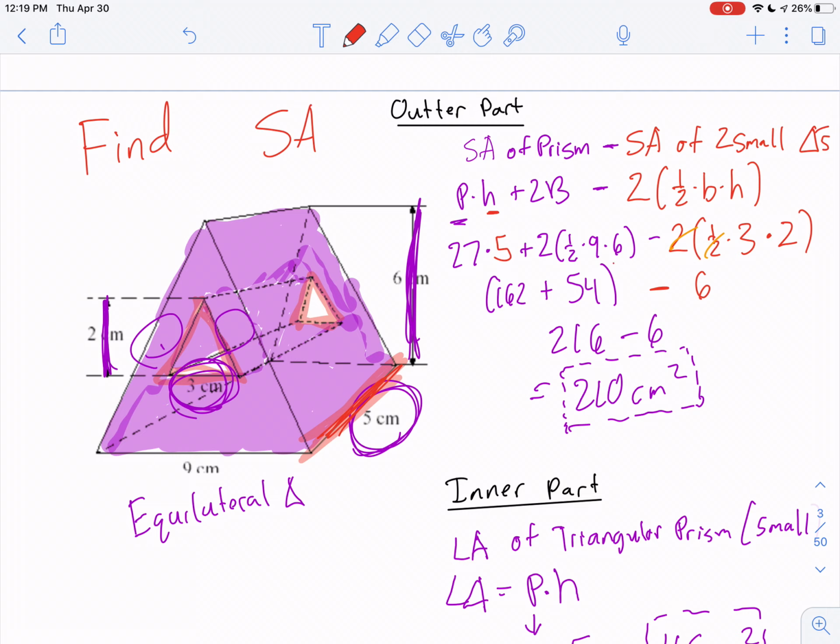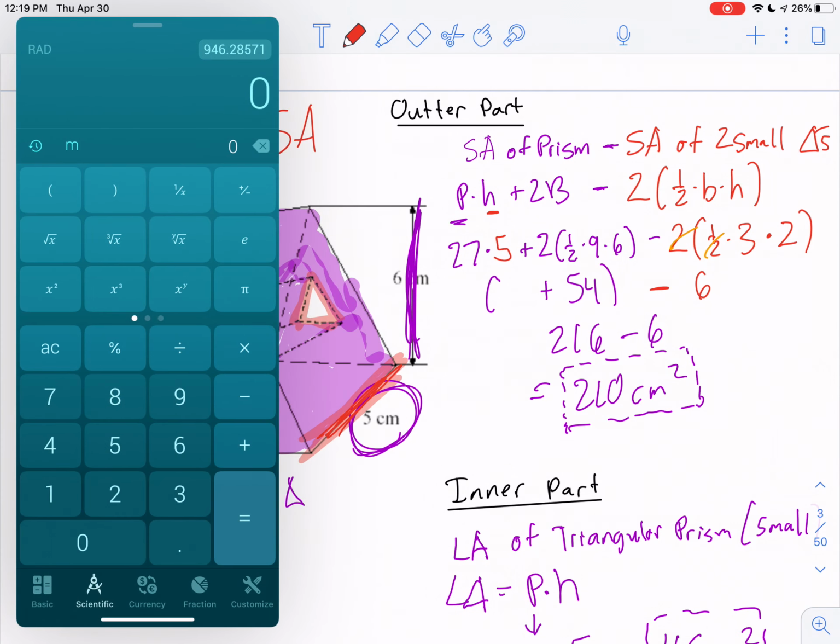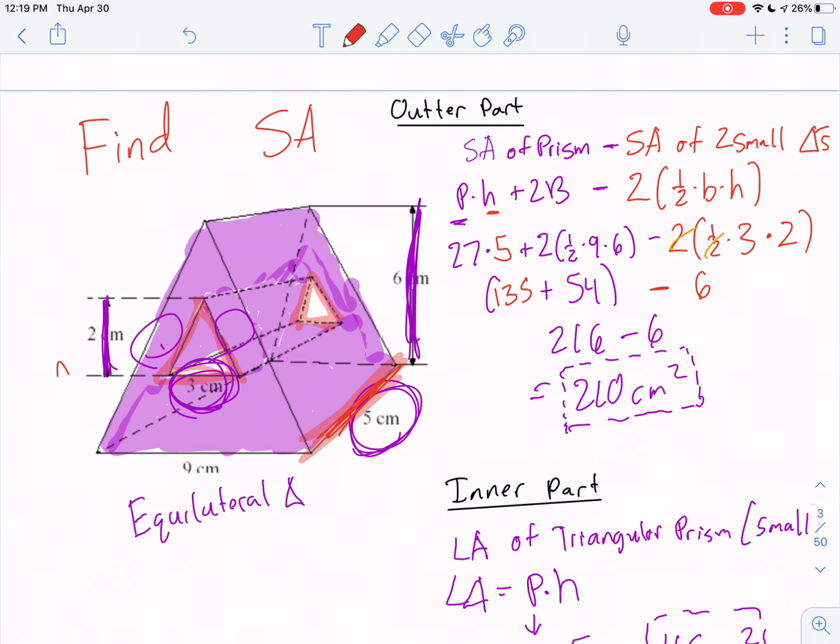And then 2 times the base area. The base area is right here. That's 54. So I'm going to fix this here. Some mistakes here: 27 times 5 is actually 135. Adding all that together, you would get 189, and then subtracting, this would be 183.